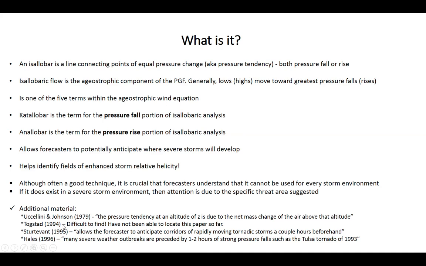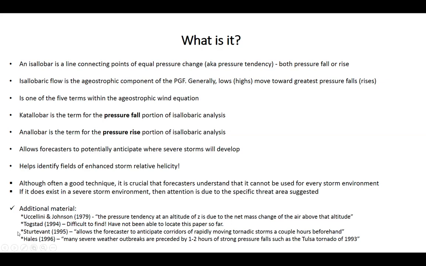Togstad from 1994. This is a very difficult to find publication. It's one I'm still searching for. I have not been able to find it. I really want to read through it because apparently it's really good. Bill Togstad was a veteran National Weather Service lead forecaster at both the Minneapolis and Chanhassen offices for 25 to 30 years, from like the 70s through about the late 90s, early 2000s. He was an absolutely fantastic storm researcher as well, with a lot of good publications. But if you can find this one, good luck. Let me know if you do, though, because I'm in search of it right now.